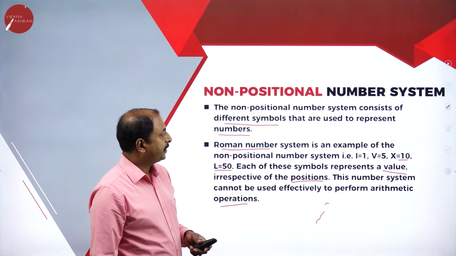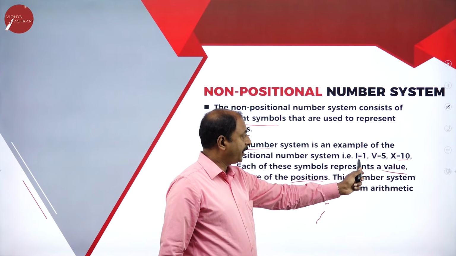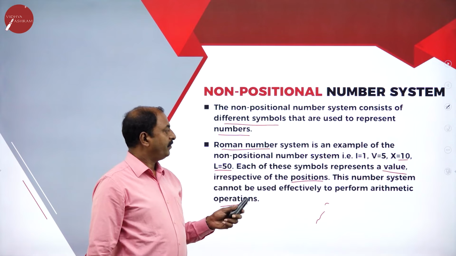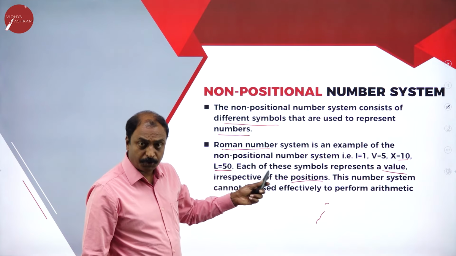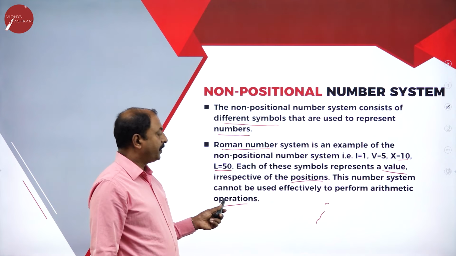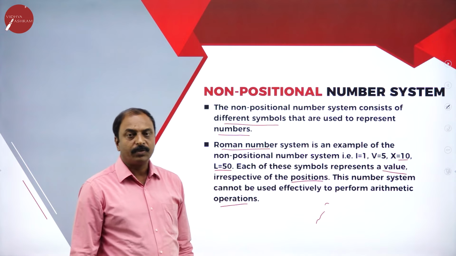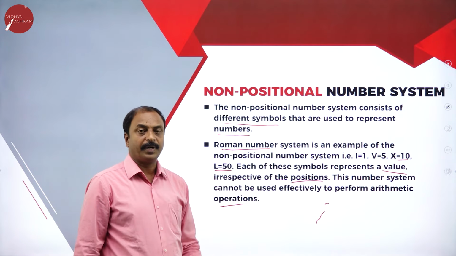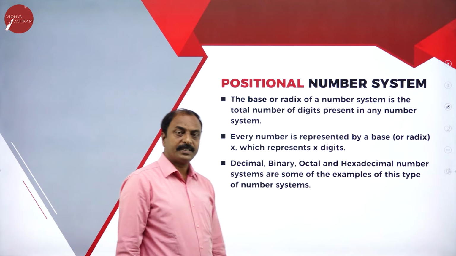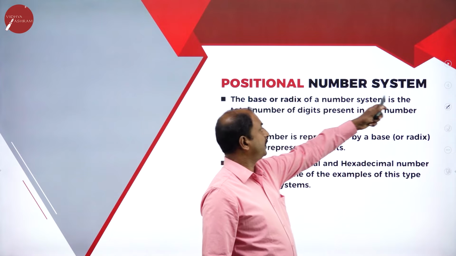In this Roman number system, we use different symbols like I, V, X and L, and irrespective of its position, it gives a value. Here we cannot use this effectively for arithmetic calculations or arithmetic operations. So this is the non-positional number system. Now let us see another type of number system, that is the positional number system.